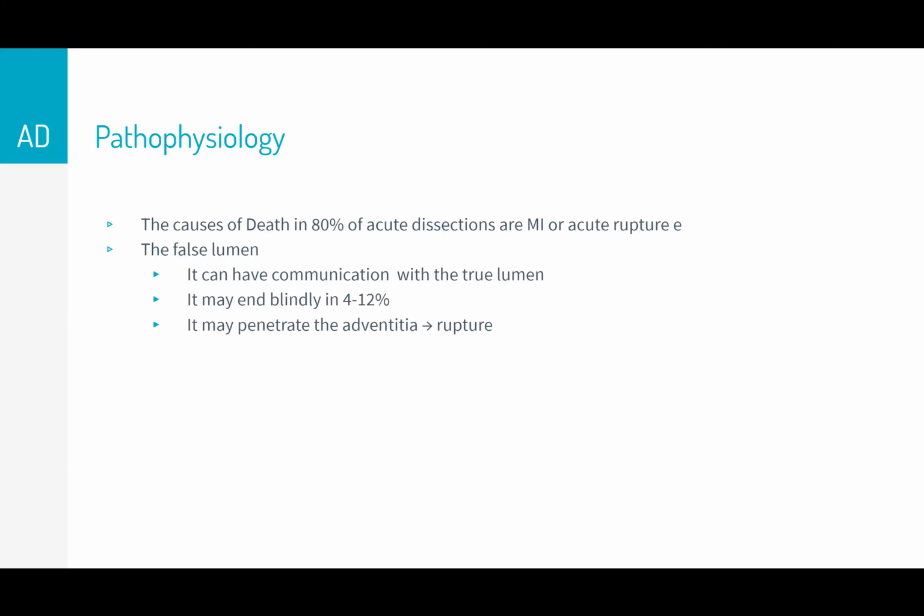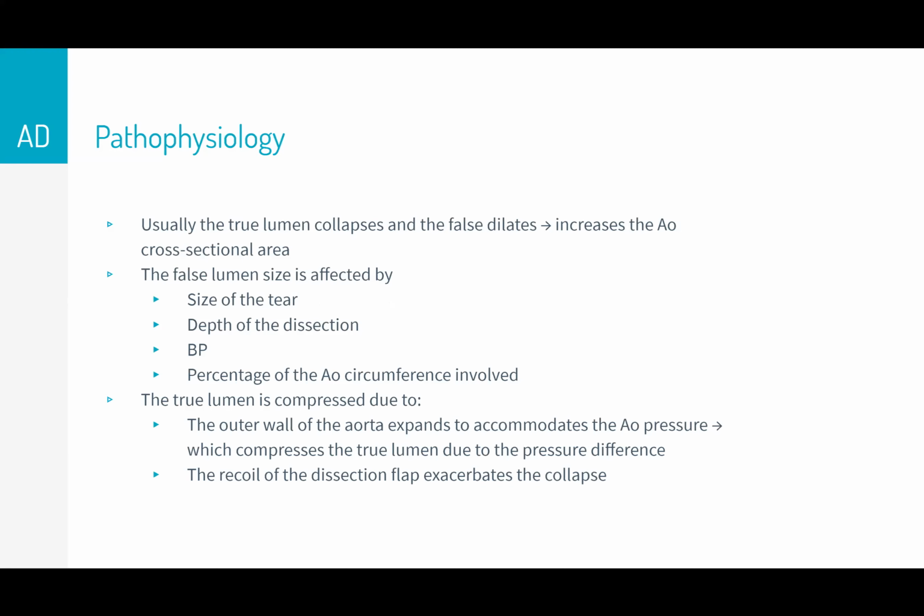So in an aortic dissection, usually the true lumen collapses and the false lumen dilates. That's what increases the aortic cross-sectional area. The false lumen size is affected by three things: the size of the tear, the larger the tear, the larger the false lumen because more blood goes into that lumen; the depth of the dissection, because it will also contain more blood; and blood pressure, because it is more stress force that will expand the false lumen; and the percentage of the aortic circumference involved.